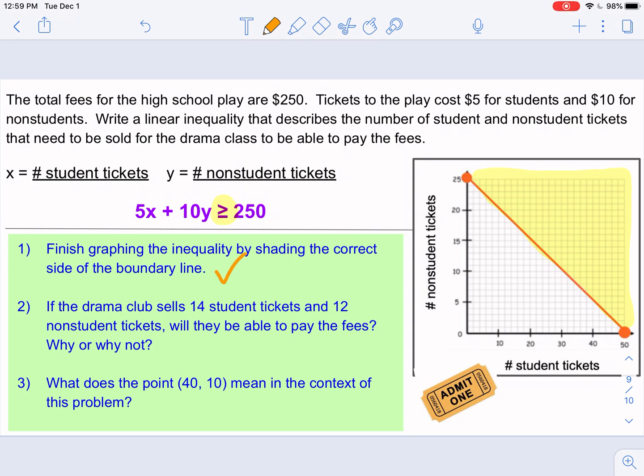If the drama club sells 14 student tickets and 12 non-student tickets, will they be able to pay the fees? Why or why not? Well, if we take a look at 14 students and 12 non-students, we have a point here. If you look, it's outside of the shaded region. So no, 14, 12 is not in the shaded region.